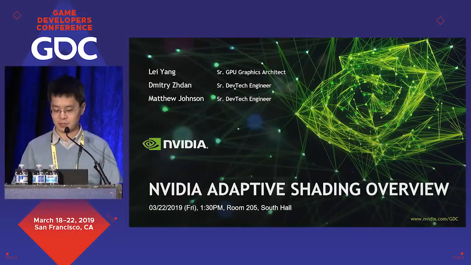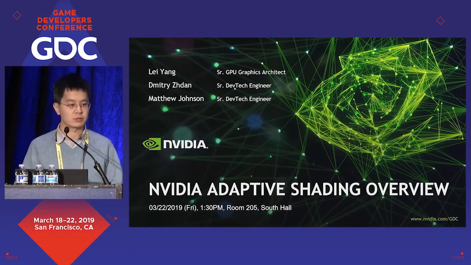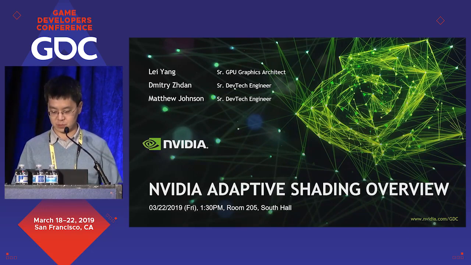So today, we're going to give an introduction to NVIDIA adaptive shading technology. It's based on a new GPU feature called variable rate shading, and it's available on our latest Turing-based GPUs.